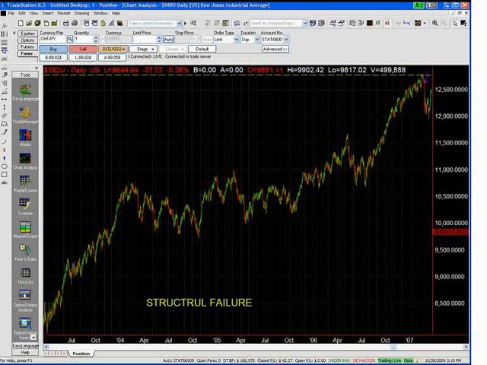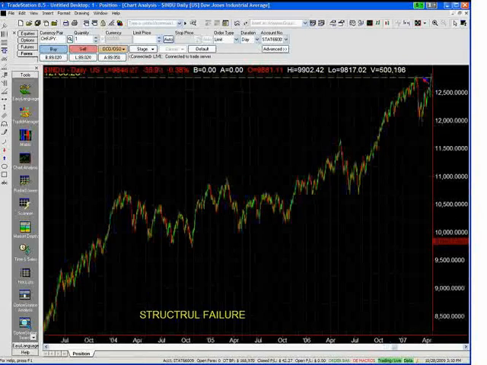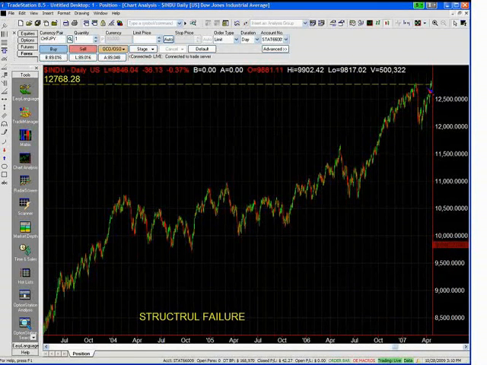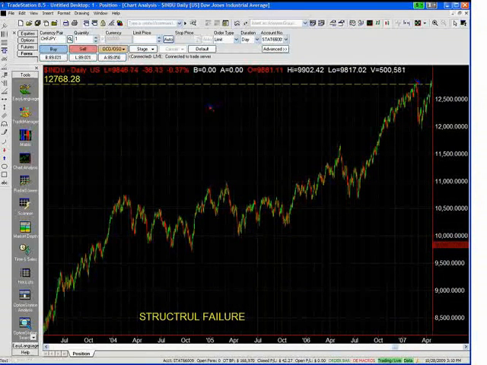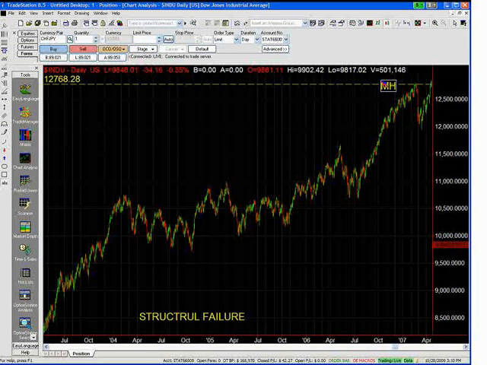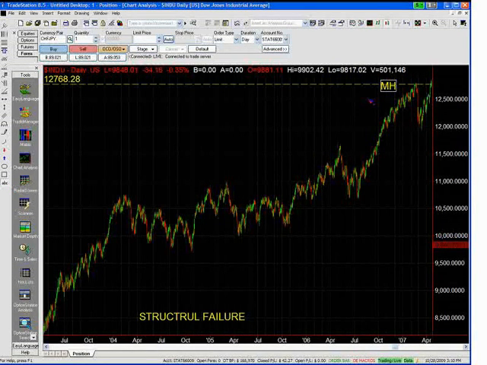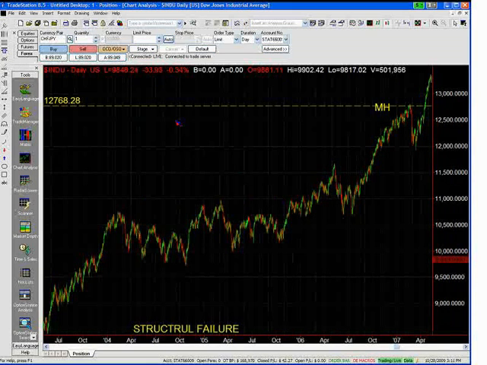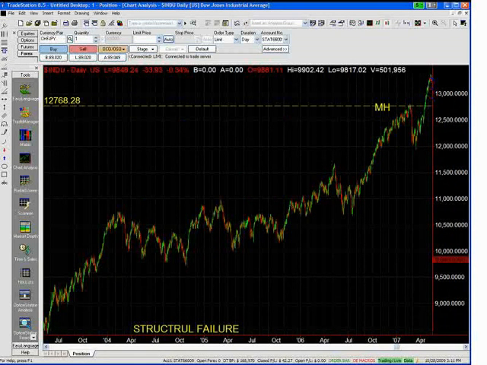So right here, this is my high, and it's at 12,600. A lot of people would say this is too high or something. At 12,768, if the price goes and takes out this momentum high, and the rule is momentum precedes price, this is my momentum high, then I am a buyer above 12,768. I will be a buyer above the momentum high.